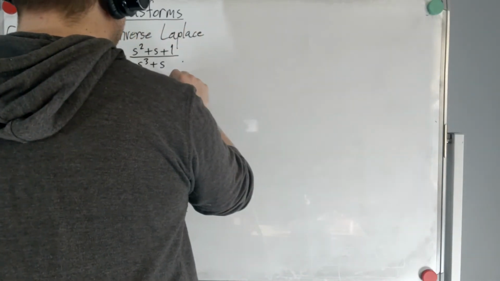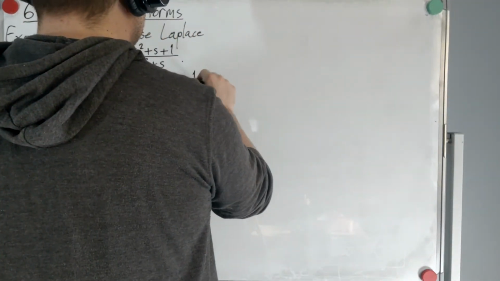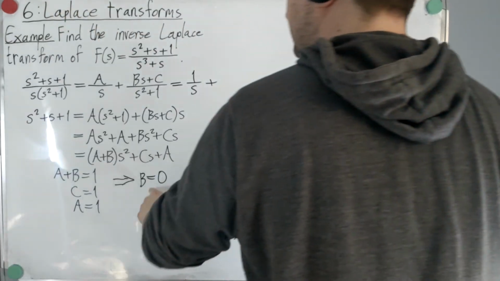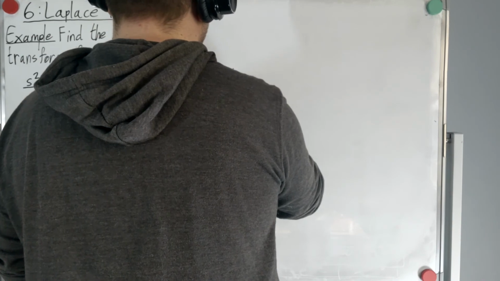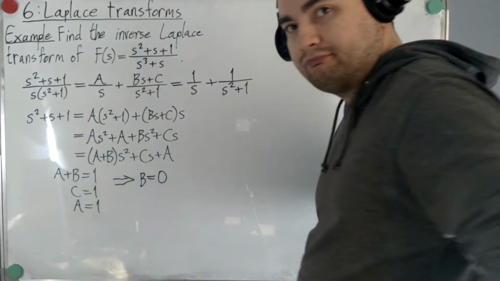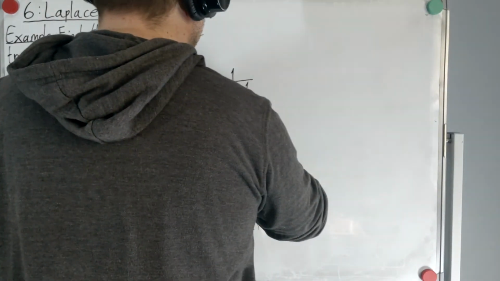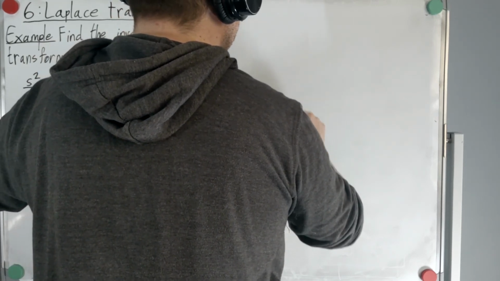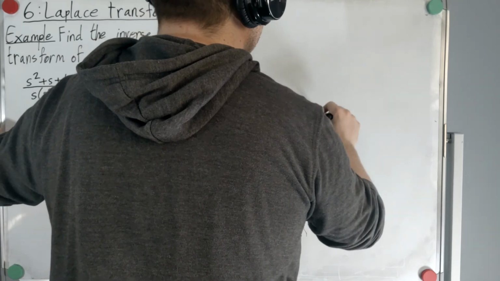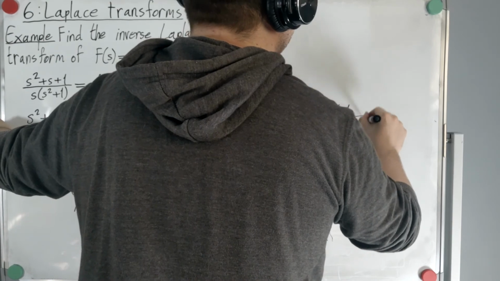So, this whole thing turns into 1 over s plus 0s plus 1 over s squared plus 1. So what we'd like to do is find the inverse Laplace transform of this. We can take the inverse Laplace transform of 1 over s plus the inverse Laplace transform of 1 over s squared plus 1.